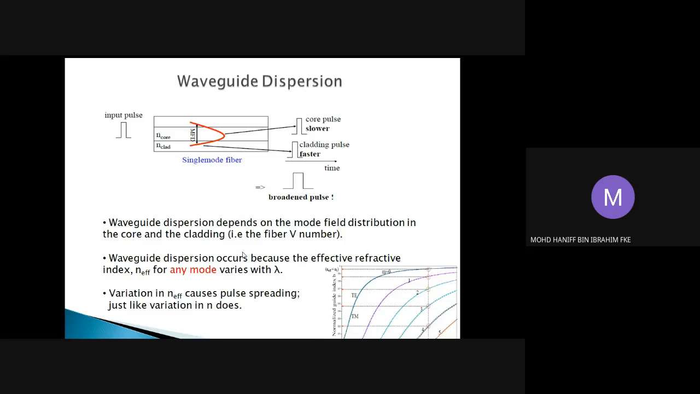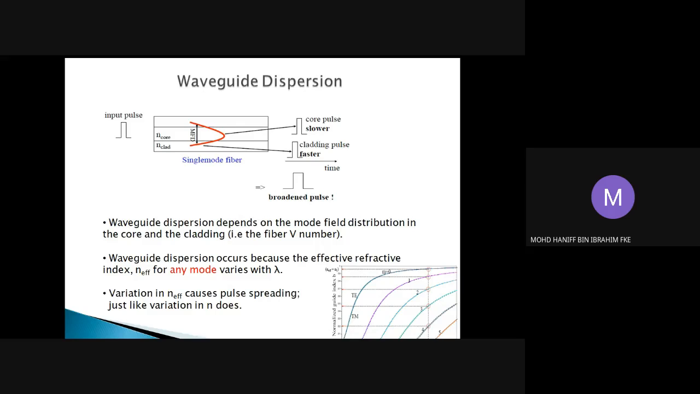That's why when we have a variation of the effective index n effective due to lambda, we get a pulse spreading effect, and this pulse spreading effect is what we call waveguide dispersion. So we can have a look at this diagram here. This diagram gives us ideas on this V value.